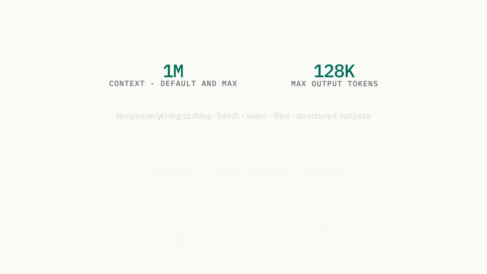The specifications that matter for builders. The million token context window is now the default and the maximum. There's no smaller variant, with output up to 128,000 tokens. It keeps everything Sonnet 4.6 supported: prompt caching, batch processing, vision, the files interface, structured outputs.